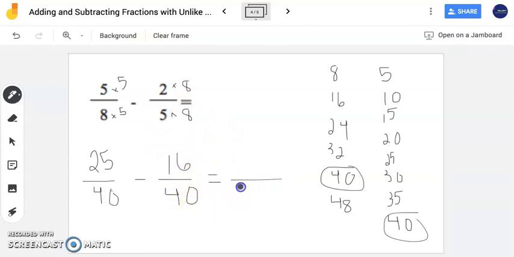Now I check my denominators, they are the same, which is excellent because that means I'm ready to subtract my numerators. 25 minus 16 is 9, and your denominator stays at 40, giving you an answer of 9/40. Notice when you are adding and subtracting fractions, you always need to check the denominators. If they are different, you need to find the least common denominator before you add or subtract your numerators.